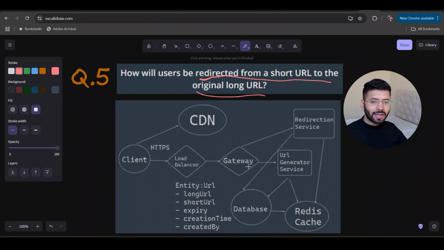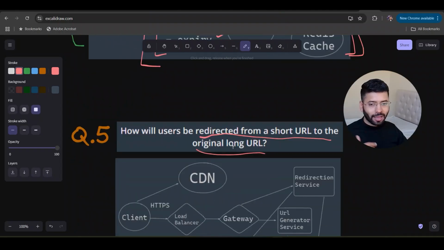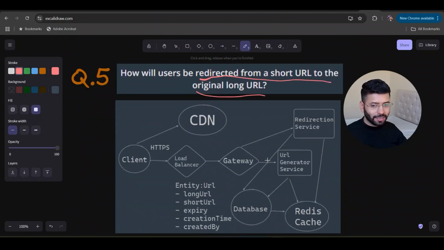So this is the answer that I gave for this question. You can see I have made a few changes in the last diagram. I have added a few components in it so that this question can be solved. Like earlier, we have the client, HTTPS is also the same. There is the load balancer, there is the gateway, there is the URL generator service, which we discussed in the last question as well.